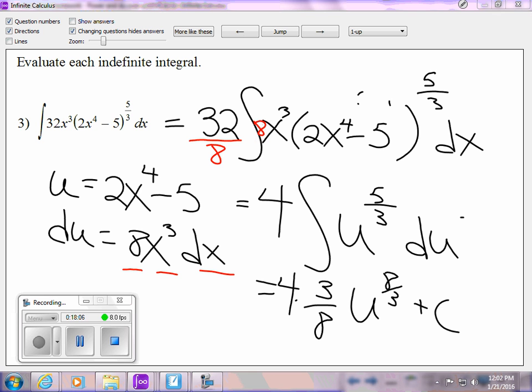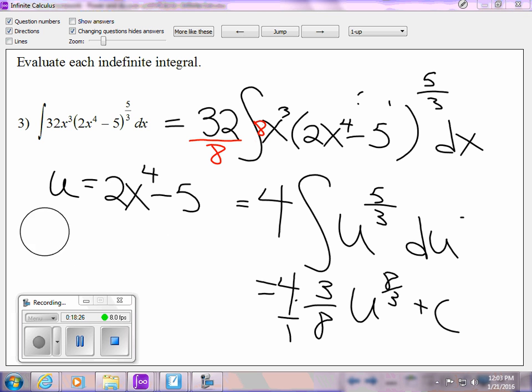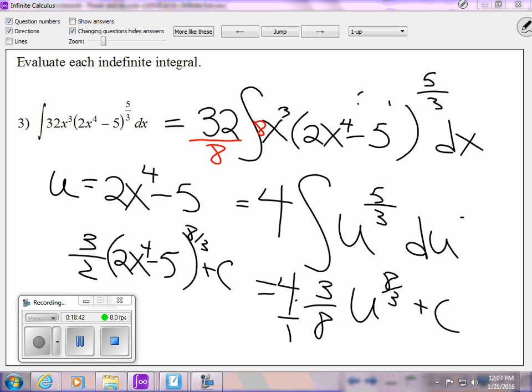Now, if you multiply 4 over 1 times 3/8, what do you get? You get 12/8, that's true, or 3/2, right? Because 4 goes into 4 once and into 8 twice. So we get 3/2. Now it's u to the 8/3, but we'll just put that in there, right? 3/2 times (2x to the 4th minus 5) to the 8/3 plus c.